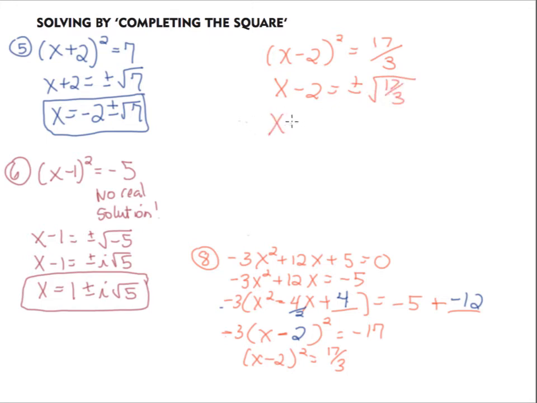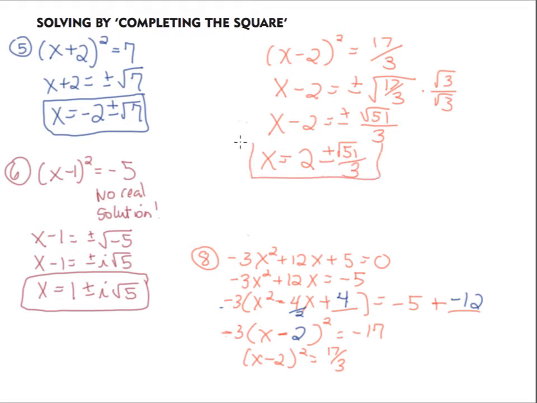Then I need to rationalize this radical. So that brings us to square root of 17 over square root of 3, so that means I need to multiply the top and bottom by square root of 3 to get rid of the radical in the denominator. Then add 2 to each side. And my solution is x is equal to 2 plus or minus the square root of 51 over 3.